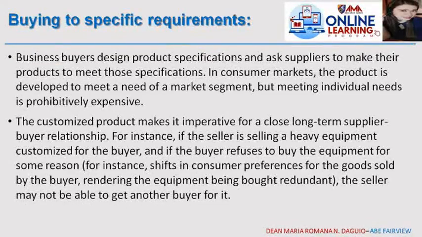Next is buying to specific requirements. Business buyers design product specifications and ask suppliers to make their products to meet those specifications. In consumer markets, the product is developed to meet the need of a market segment, but meeting individual needs is prohibitively expensive.